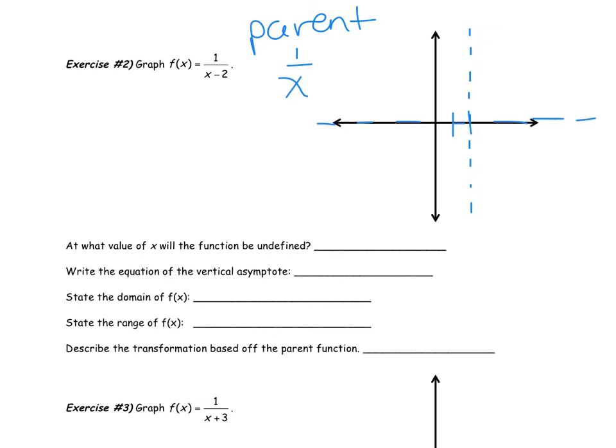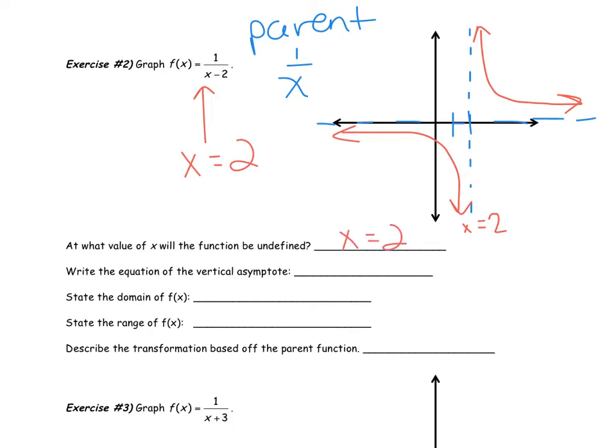So I'm just going to quickly sketch in the graph. All right, so moving right along, at what x value will this function be undefined? Well, we had said when x is 2, that's where we have our vertical asymptote. So that's where this function is going to be undefined. And again, we know that the vertical asymptote is at x equals 2. Quickly, just to state the domain.